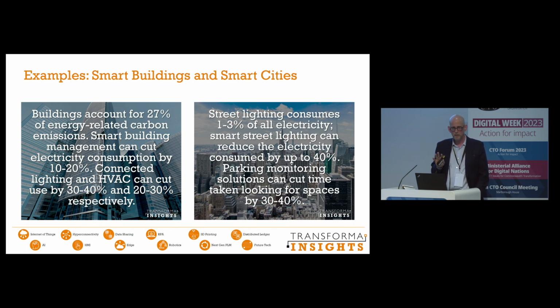27% of energy-related carbon emissions globally are generated by buildings. And we've calculated that smart building management systems, predominantly related to heating, ventilation, air conditioning, and lighting, those kinds of schemes, can cut electricity consumption by 10 to 20%. So if we would see full deployment across every building, you're looking at potentially a 5% saving in global electricity consumption, or rather the carbon emissions associated with that. Significant numbers, I'm sure you can agree.